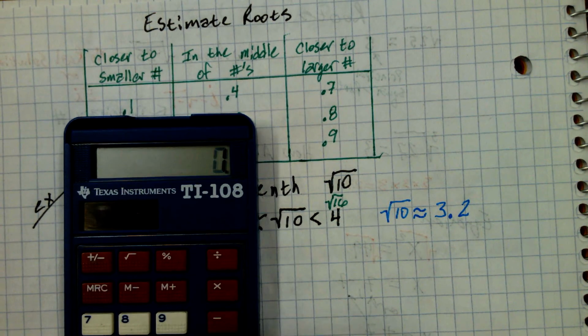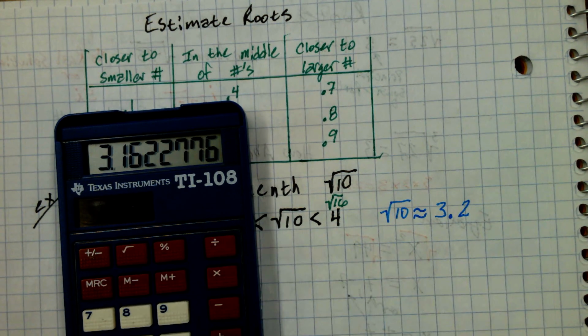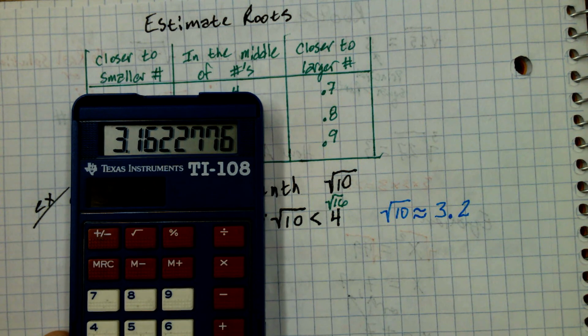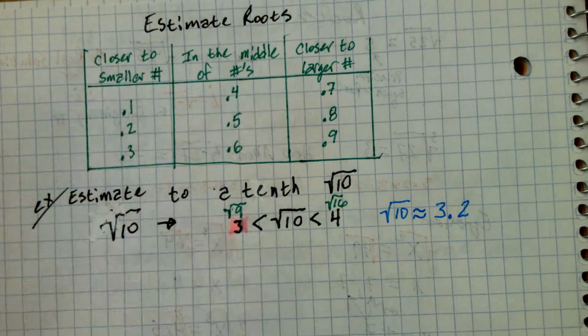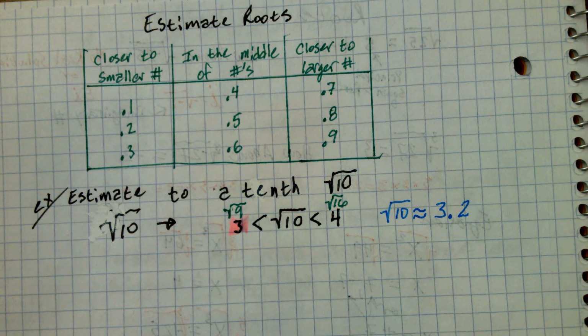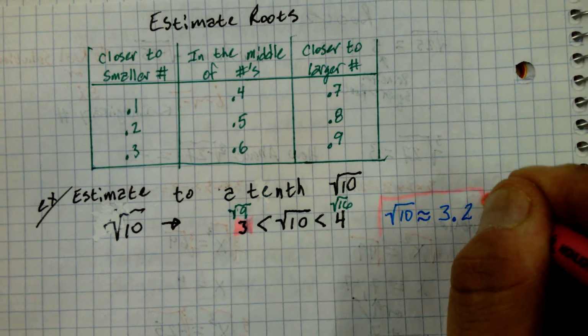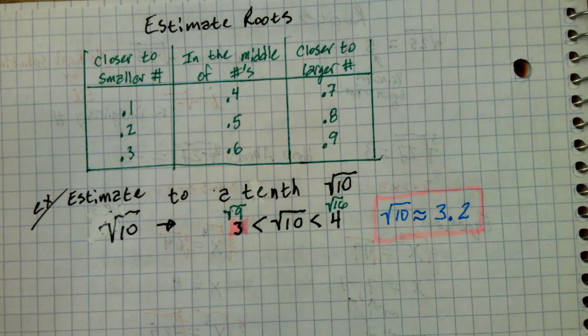The square root of 10. Not bad. If I round it, it's 3.2. But we just want to be in that neighborhood. You see? So you have an idea of what the number actually is. Any questions? Okay, let's try a couple more.